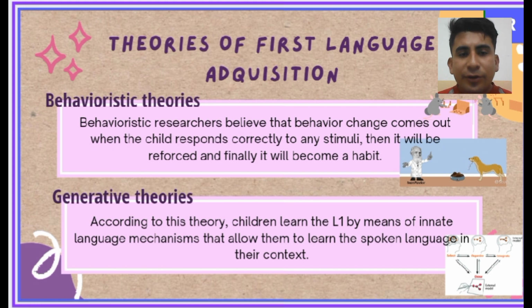Skinner thought that all human beings learn the language by operant conditioning, which means the voluntary response to any stimulus that is learned by reinforcement. On the other hand, regarding generative theories, these theories hold that children learn the language by means of innate language mechanisms that allow them to learn the spoken language in their context.